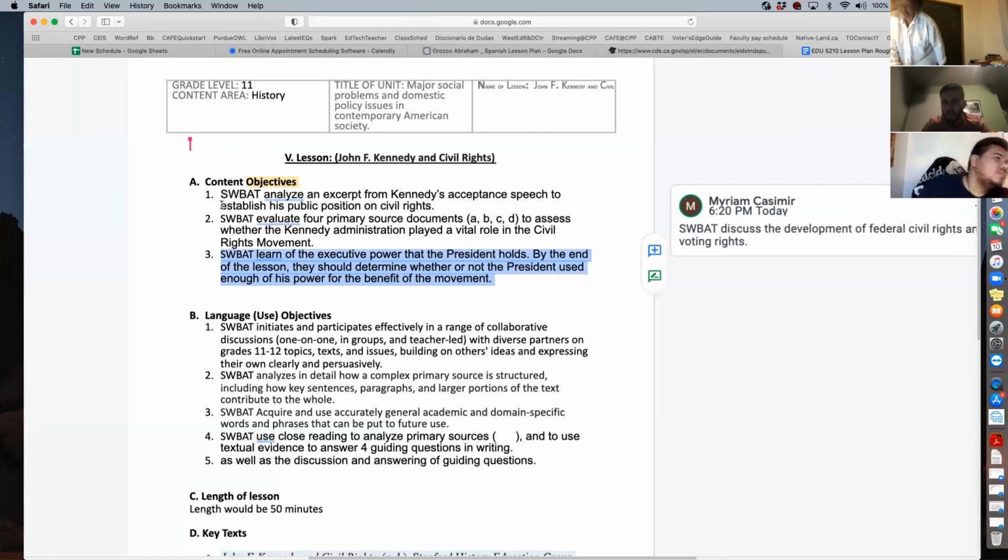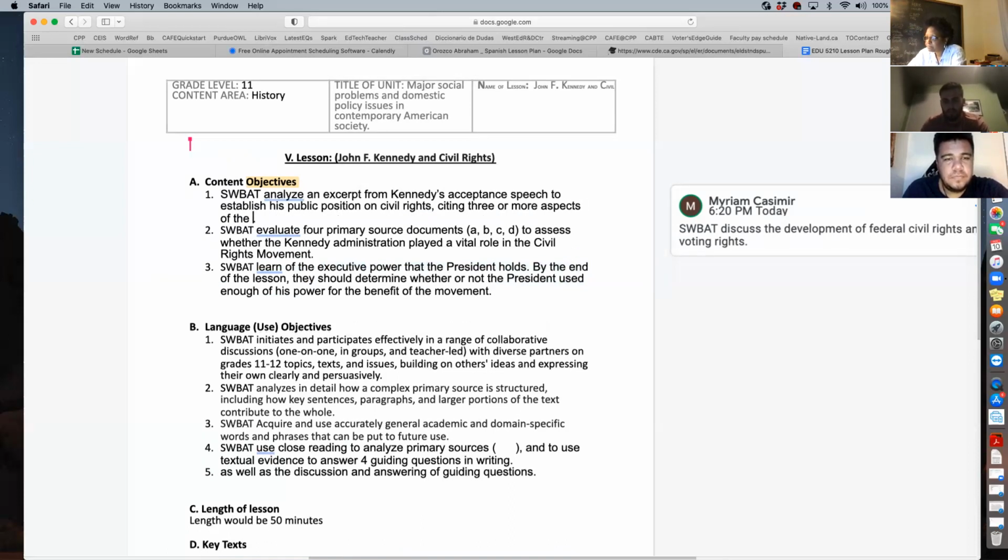Actually, the content objectives could be more specific as well. I'm going to put citing. For the first one, I'm going to put citing three or more aspects of the speech. Okay, because you have three questions, right? This is not really good, but I'm just rushing. This language is too vague, but you get the general idea. You need something that you can count to see if somebody's being general.